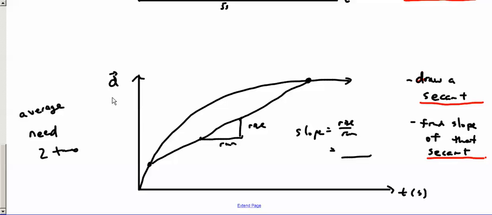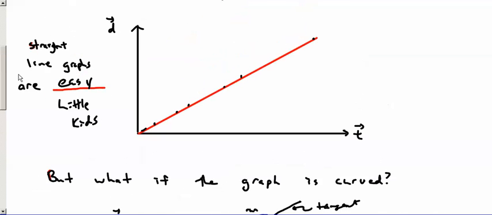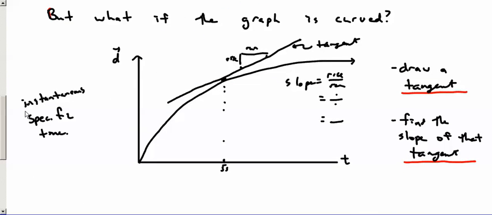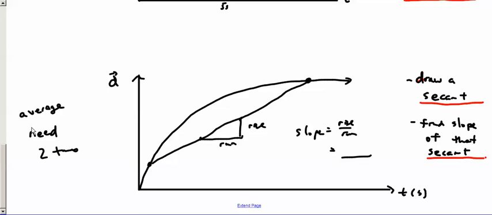Boom. So, summing up, straight line graphs are for little kids. Find the slope of the line. If I'm trying to find an instantaneous velocity or speed or acceleration, I draw a tangent at the specific time I'm given, find the slope of the tangent. If I want to find an average speed or velocity or acceleration, I need 2 times. I draw a line between those 2 times. It's called a secant. I draw my little triangle, and I find the slope of that secant. Boom, and I got my average right here. And that's it. Later.